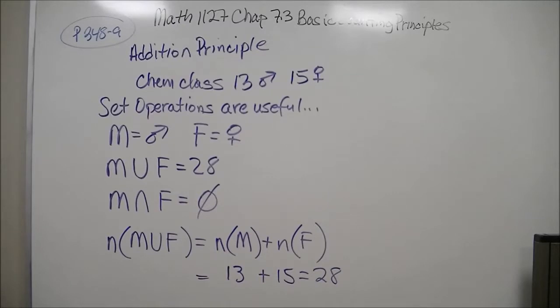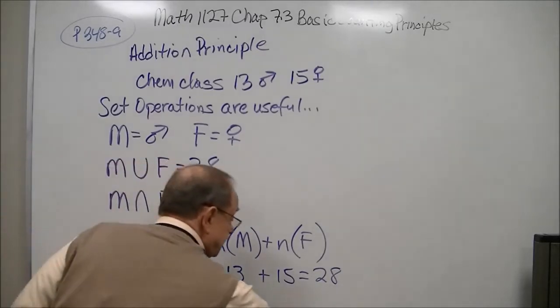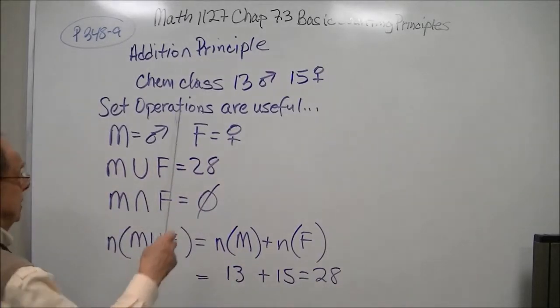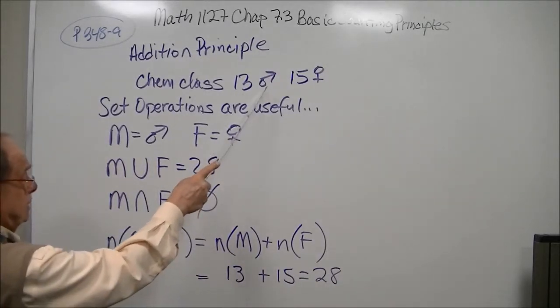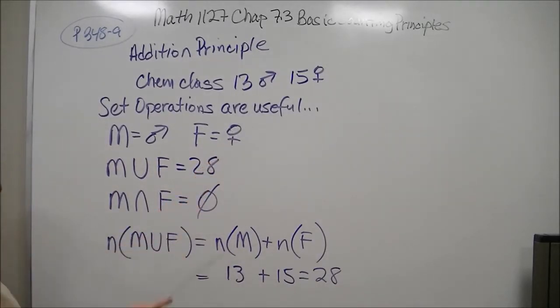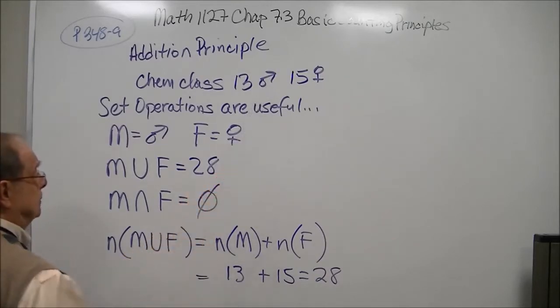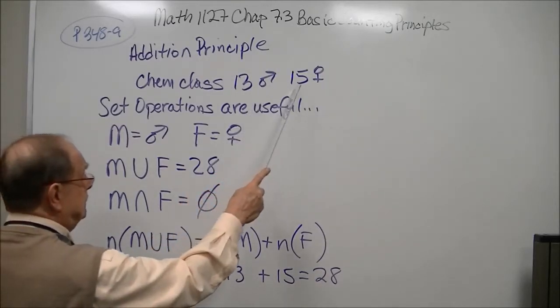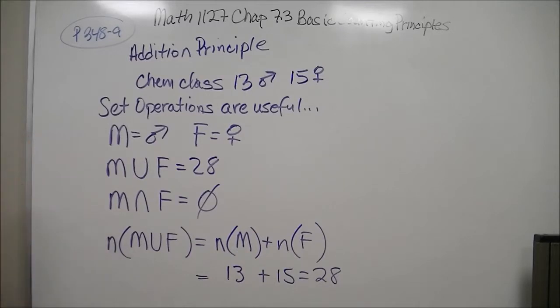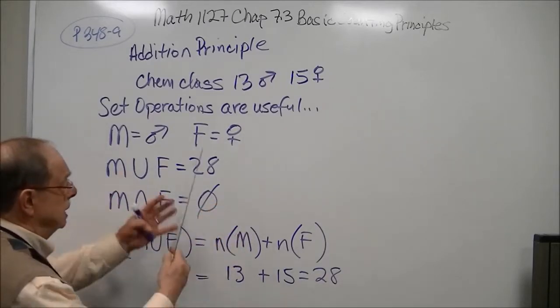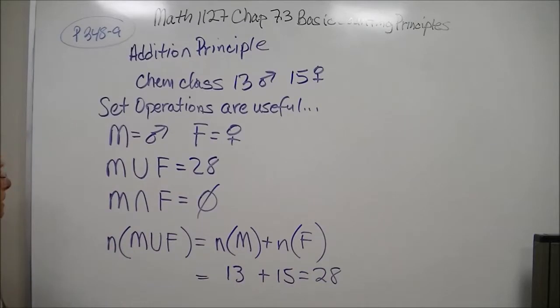Now here in college, there is a chemistry class. And as we look at that class, we see there are 13 males. From my biology days, that's the symbol for male, and 15 females. Give you a little bit of genetics on the side. So we say that set operations are useful in counting these members.